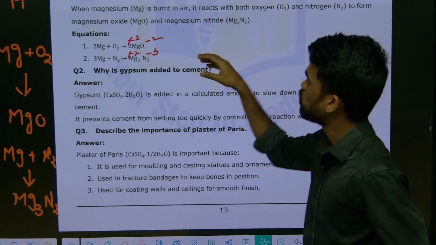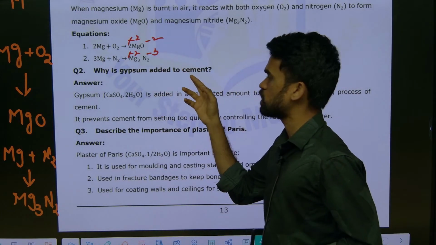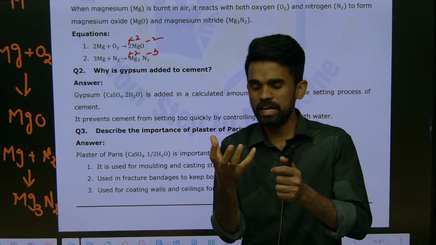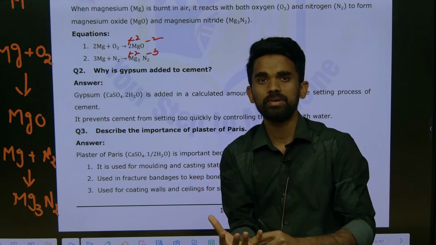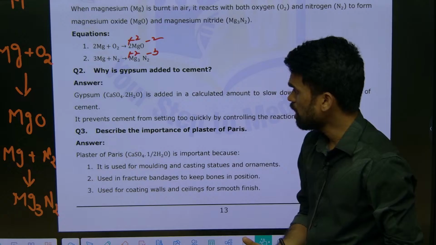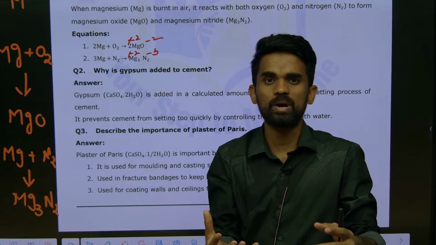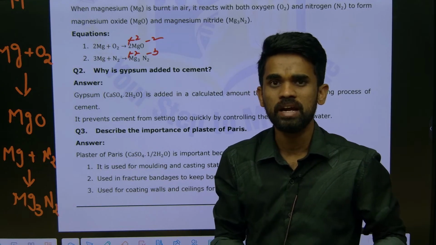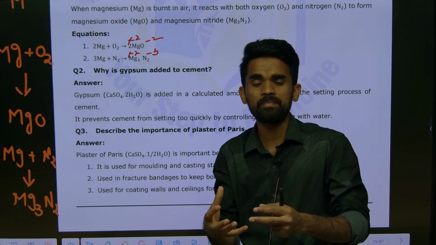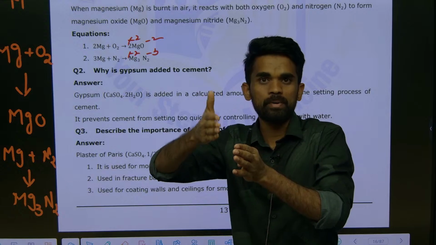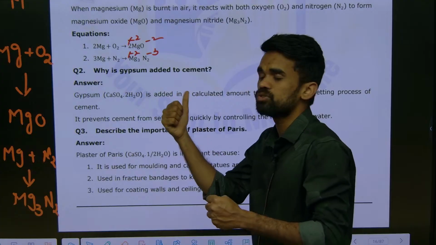See what they are asking: why is gypsum added to cement? What is the reason behind this? When you take only cement, it is a mixture of compounds. Whenever we add water to the cement, a very fast chemical reaction takes place. So there is very little time gap to make a proper construction. It is very difficult to do construction if you only use cement itself.